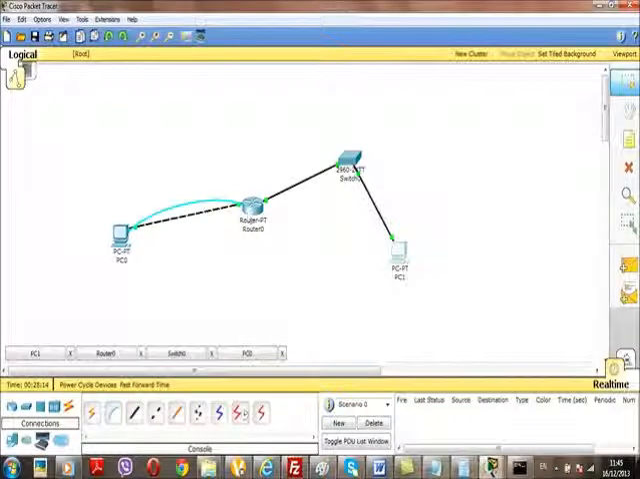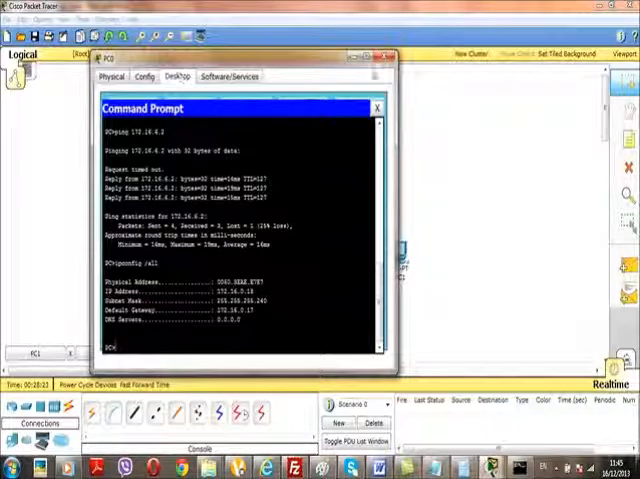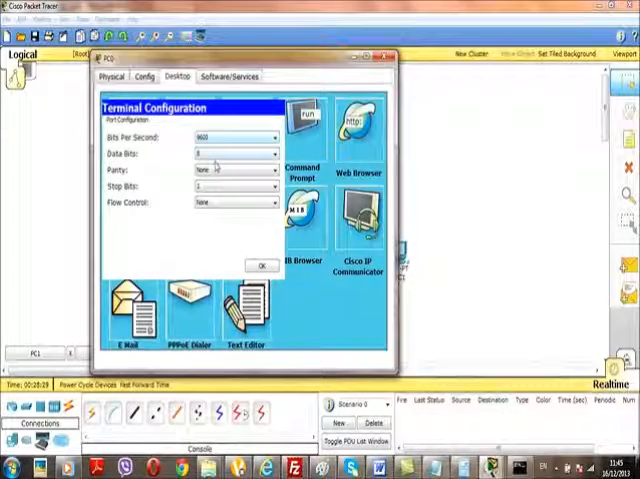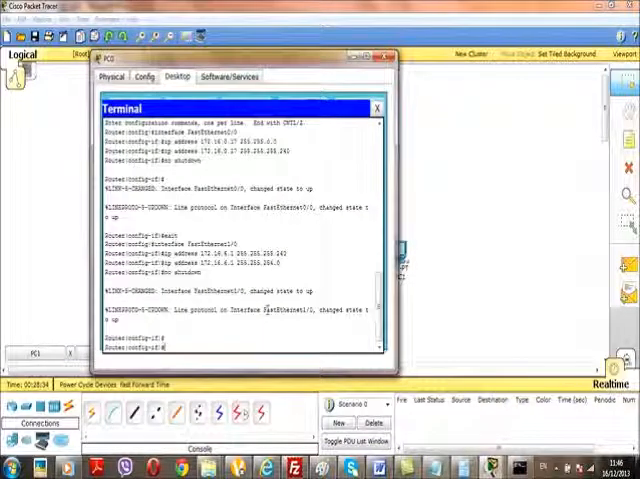Okay, so we are here. Now, there are two ways of configuring a router. One of them is to do it via the console. Let's do it via the console. So we're going to go to our desktop. We're going to close this down, and we're going to go to our terminal. These are the default terminal settings. Click on OK. And now I'm actually talking to the router.